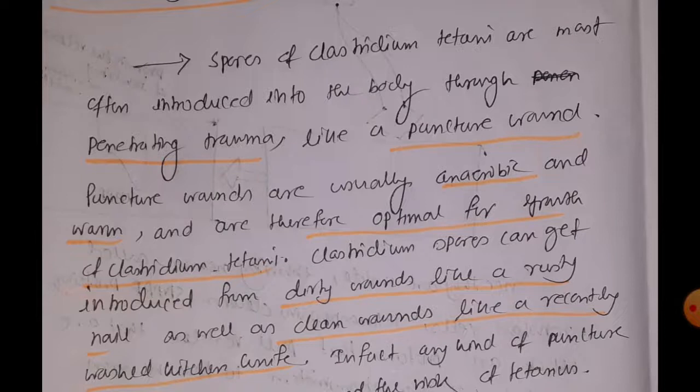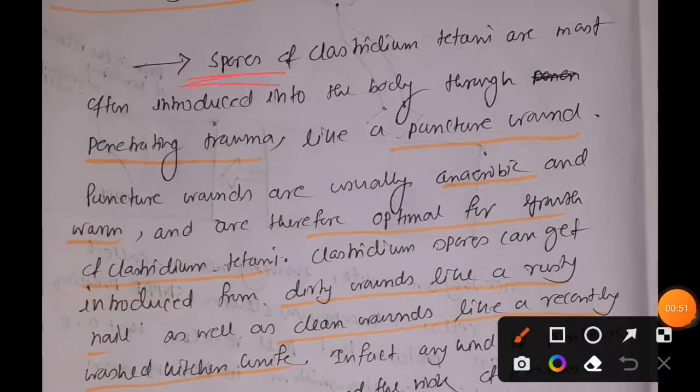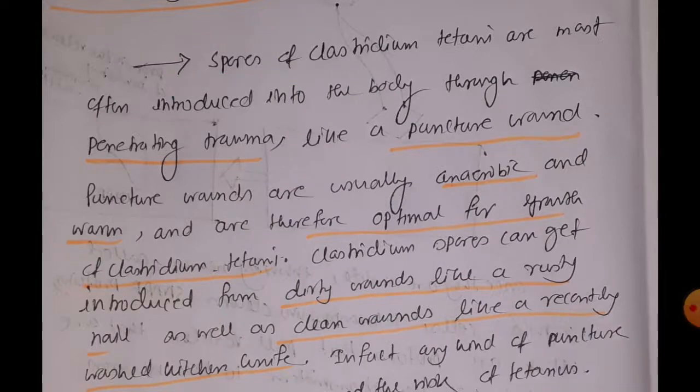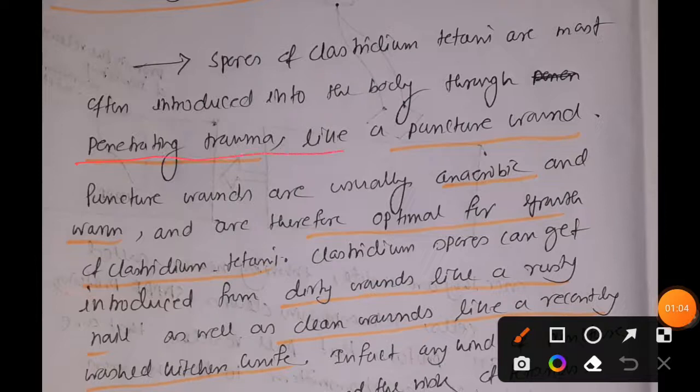Okay, so let me tell you that Clostridium tetani first enters the human body in its spore form. That is the very first and important thing to know. It enters the human body through any kind of wound, known as penetrating trauma, like a puncture wound. You can simply remember that tetanus, our Clostridium tetani, in its spore form, can enter the body through any kind of puncture or wound.